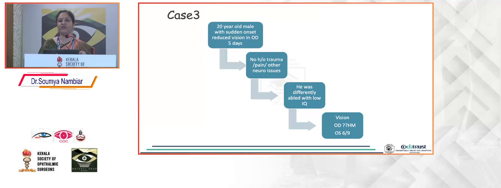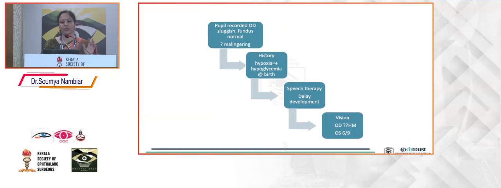Now, this is case 3, a 20-year-old male. He comes to the general ophthalmology OPD, and he's a differently abled person with a low IQ. You cannot rely upon his history completely. But he did give a history of sudden reduced vision in the right eye. No history of trauma or pain or anything of that sort. Vision recorded in the right eye in general ophthalmology was hand movements, and in the left eye it is 6/9. They referred him probably because he was not very cooperative, so whether the vision is reliable, we do not know. The pupil recorded in the OPD was sluggish, and fundus was normal.